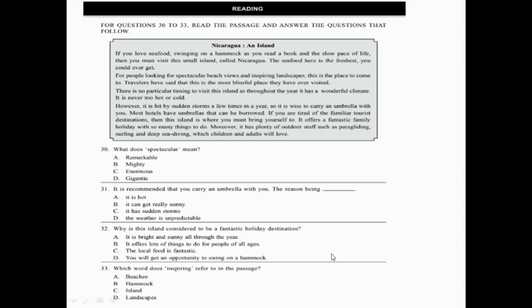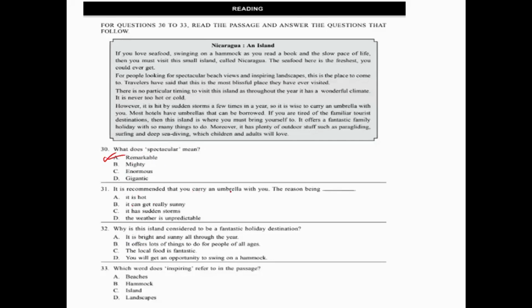Now let's go to the questions. What does spectacular mean? Something that is remarkable. Okay, the meaning of spectacular is remarkable. So it is option A, mighty, enormous. No, they are not related to this word spectacular. So option A is our correct answer.